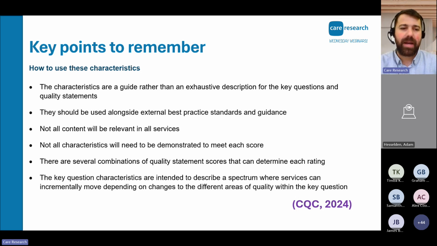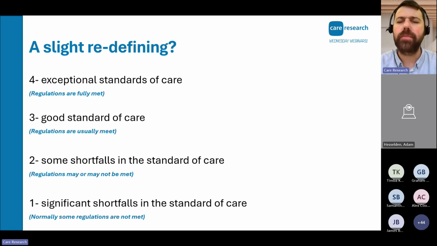A little interesting thing about some of the terminology that they have used. Obviously, we know we've got 1, 2, 3, and 4, which typically stand for inadequate, requires improvement, good, outstanding. A few useful things here. They've defined 4, outstanding, as exceptional standards of care. So they've used the word exceptional instead of outstanding. Not sure why, but that's fine. For 3, good standard of care. For 2, which will be an RI, some shortfalls in the standard of care. And then 1, inadequate, significant shortfalls in the standard of care.